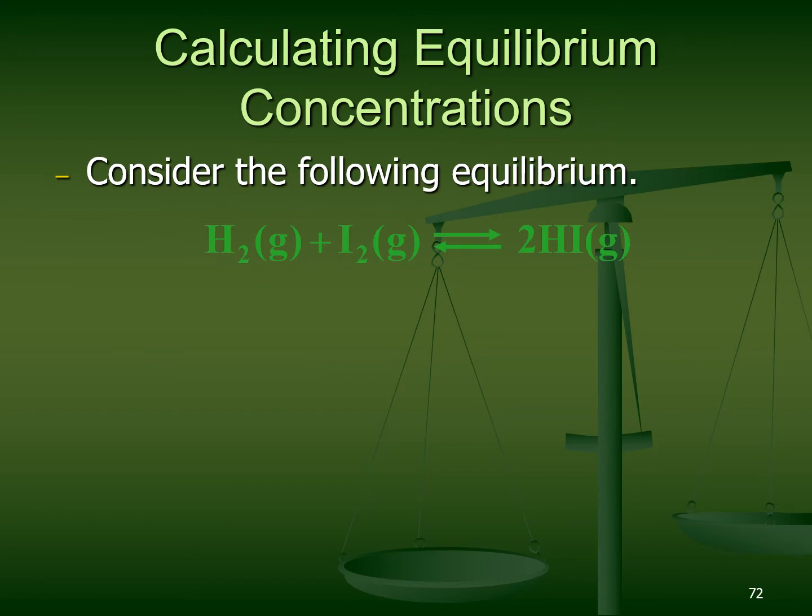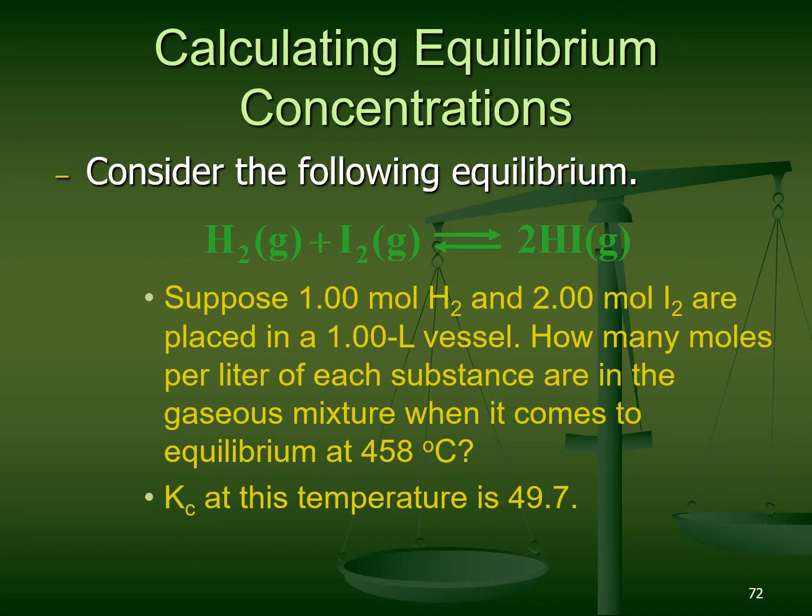Okay, so let's look at this example. Consider the following equilibrium. H2 plus I2 gives us 2HI. So suppose 1 mole of H2 and 2 moles of I2 are placed in a 1 liter vessel. How many moles per liter, what molarity of each substance are in the gaseous mixture when it comes to equilibrium at 458 degrees Celsius? The Kc at this temperature is 49.7.